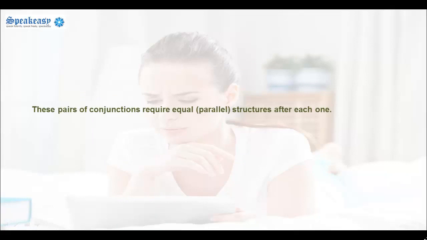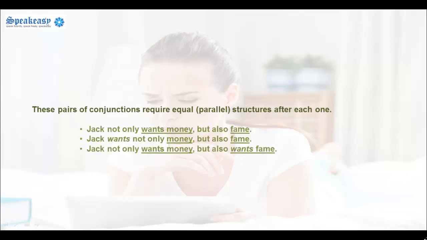These pairs of conjunctions require equal or parallel structures after each one. Jack not only wants money but also fame. This is an example of a sentence that does not have parallel structures. The noun money is first followed by the verb wants, but the noun fame is not. Jack wants not only money but also fame. Now this sentence does have equal or parallel structures, because the verb wants applies to both money and fame.